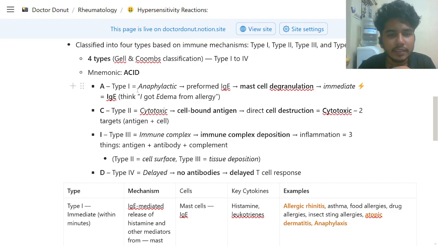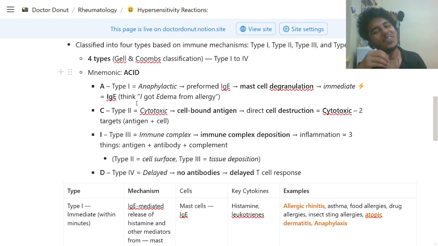By ACID, the A stands for anaphylactic. How I like to remember anaphylaxis is A-E-I-O-U. I don't know if that makes any sense. So it's performed by IgE antibody. This leads to mast cell degranulation, and therefore this type of reaction is immediate. It's involved with IgE. Another little mnemonic I got: edema from allergy. So C, ACID.